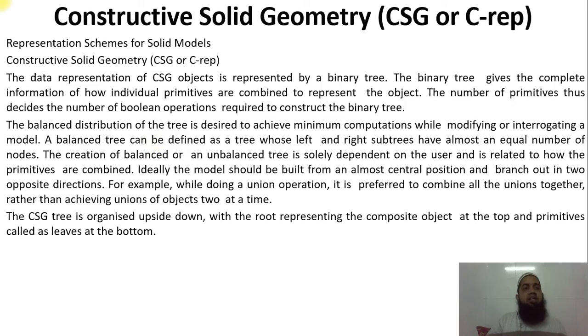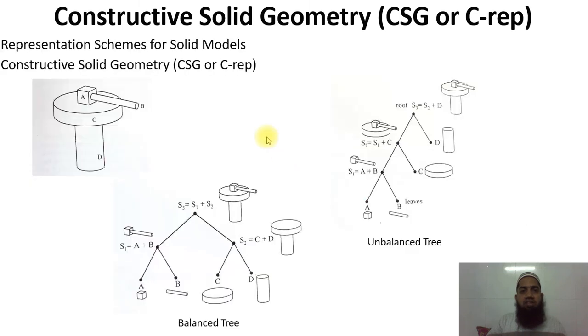As I said, constructive solid geometry is one of the most important methods to develop a solid model. The database representation of a constructive solid geometry object is a binary tree. Next, I'll show you the binary tree. There are two kinds: the unbalanced binary tree and the balanced binary tree. If unbalanced, the right side and left side are not equal. Here you can see the right side and left side are both equal.